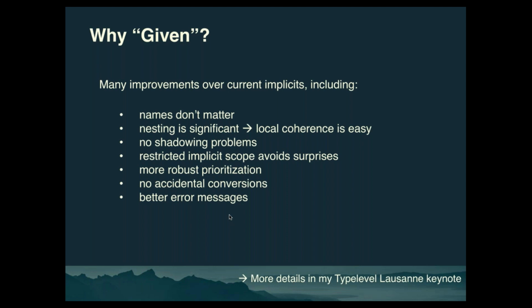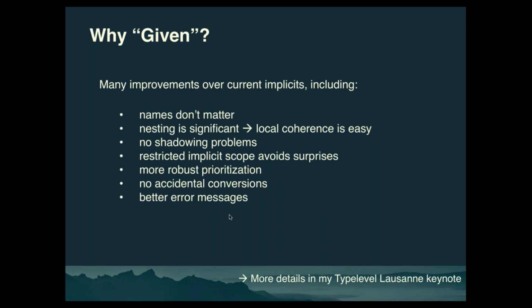There are also, I mean, it's not just a change in syntax, there are many improvements over current implicits. So I'll just run down the list. In the new design, names don't matter. They shouldn't. I mean, once you infer terms for types, the names of these terms shouldn't matter. And in the new design, they don't. Nesting is significant, which gives you a way to achieve local coherence really easily. There are no shadowing problems, so all these have been eliminated by a change of rules. We have restricted the implicit scope to avoid some surprises. We have more robust prioritization, which gives you essentially more flexible ways to choose one implicit over another.